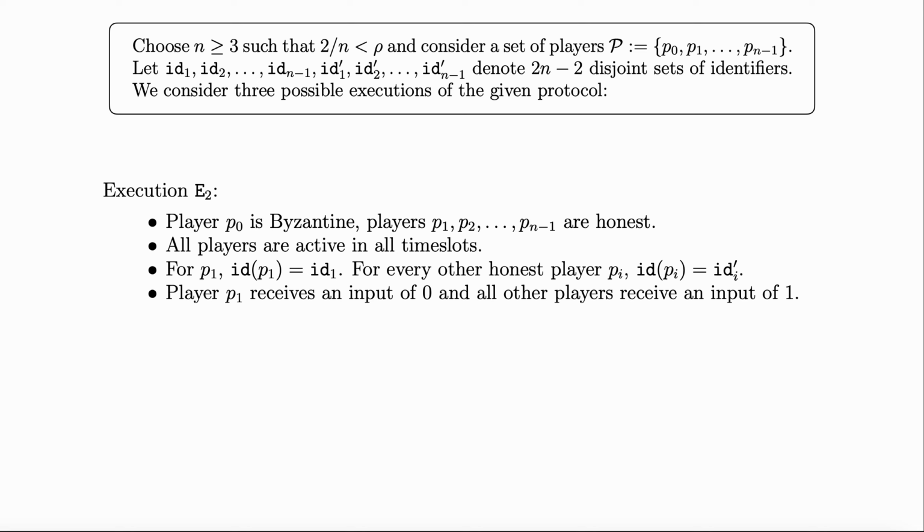Okay, again, we want this to be indistinguishable from E1 for P1. So player P1 receives again an input of 0, but all other honest players now receive an input of 1. And P0 now controls ID P0, which is ID1 prime, as it did before, but now it also controls ID2 up to IDN minus 1. These identifier sets were previously controlled by P2 up to Pn minus 1 in execution E1.